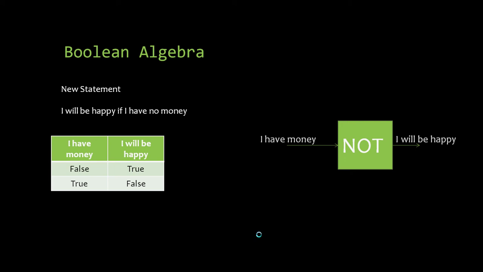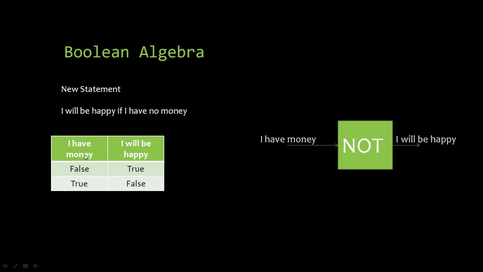So let's check our next operation. Now, if we have another new statement, I will be happy if I have no money. So this person doesn't like money. Because we only have one condition in the input and one condition in the output, our condition in the input is I have money, and our condition in the output is I will be happy. They are joined, but this word no means that we're going to negate the input, and that will be our output. Let's see it better in the truth table.